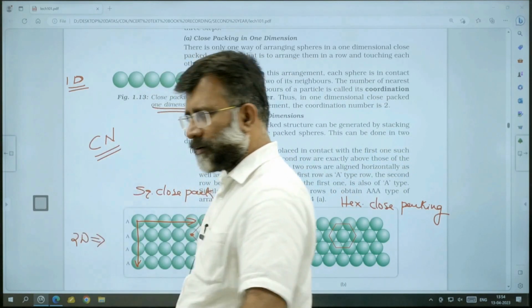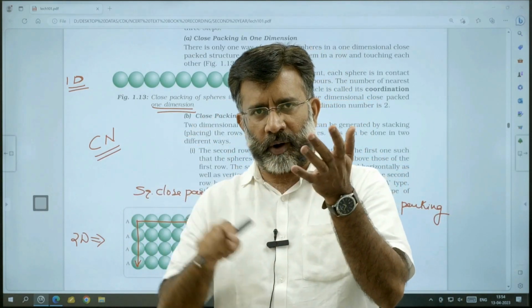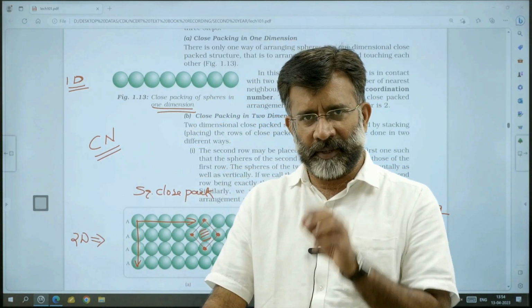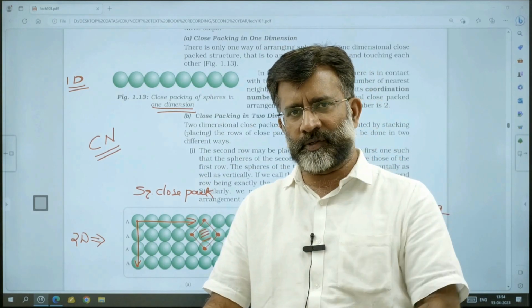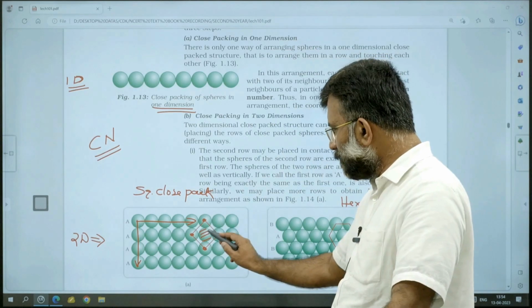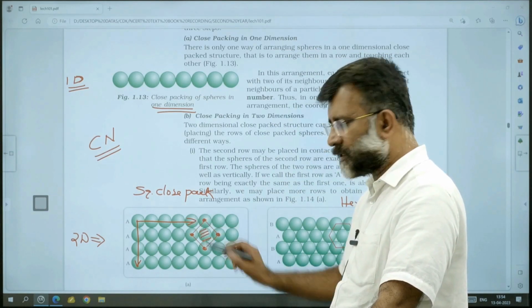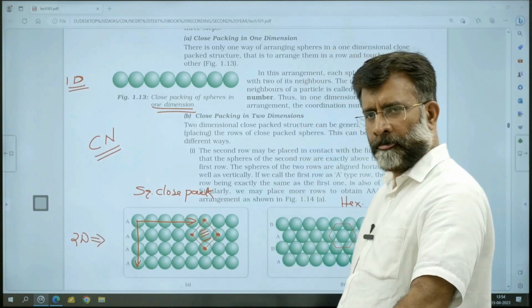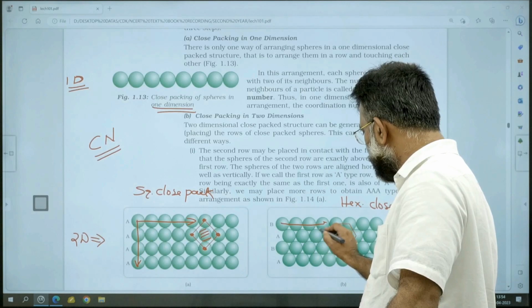Coordination number means the number of particles one particle is in contact with. How many particles is one particle in contact with? That is called the coordination number. You can see this one shaded particle is in contact with these. The coordination number is 4.